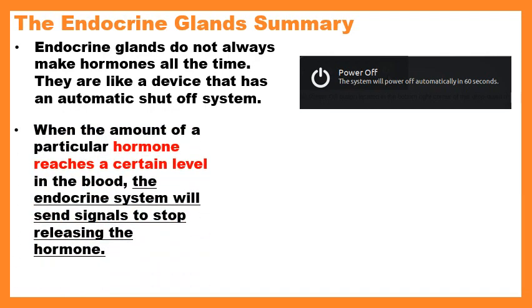When the amount of a particular hormone reaches a certain level in the blood, the endocrine system will send signals to stop releasing the hormone. So let me give you an example. Now, you don't need to know the example for your quiz, but I just want you to look and listen.